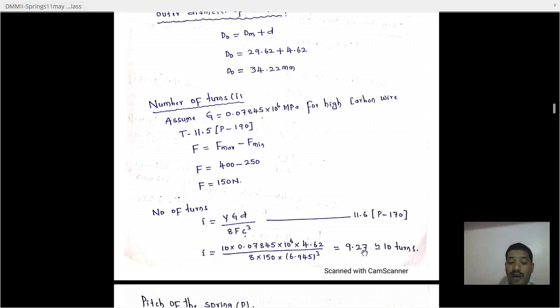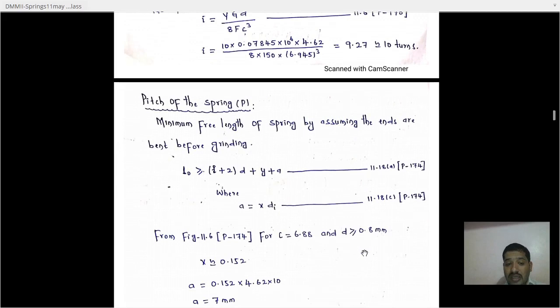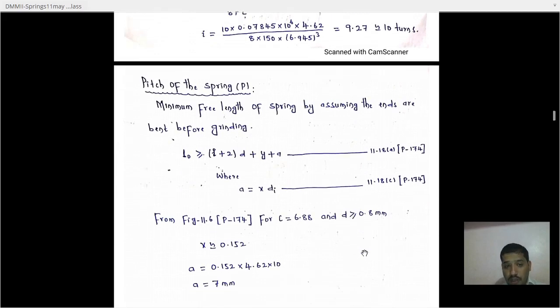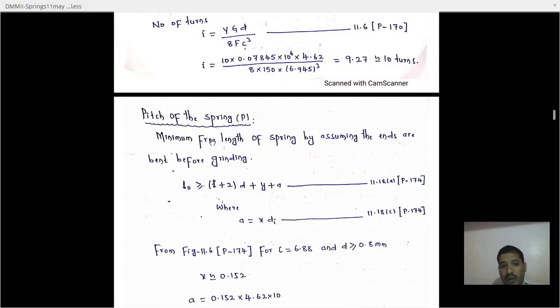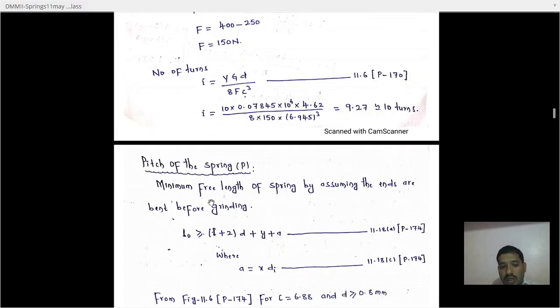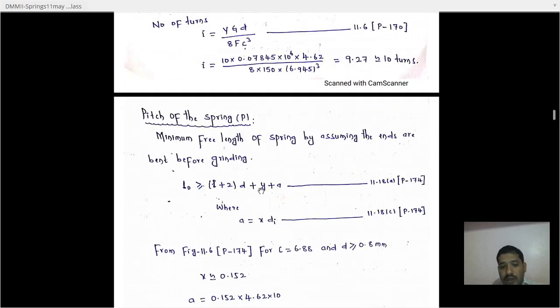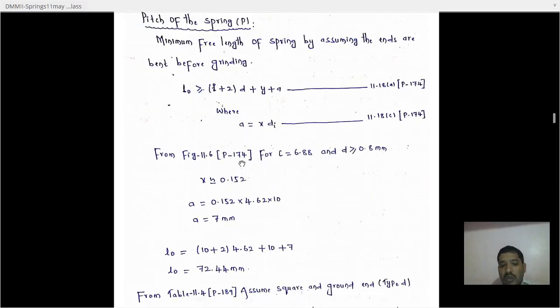After that we need to find out the pitch of the spring. If you want to find the pitch of this spring, then you have to refer to the first formula: L0, the free length, is greater than or equal to i, the number of turns, which we have already solved, how much? 10 turns, plus 2 into the diameter of the wire, plus y, plus a, the clearance. We know the formula of clearance is a equal to x into d into i.